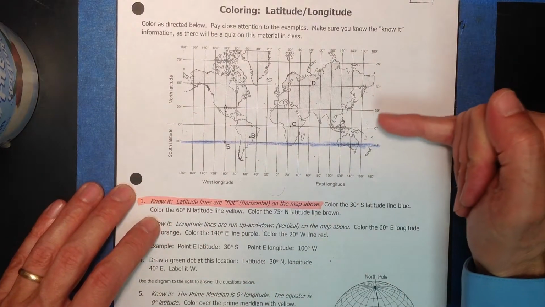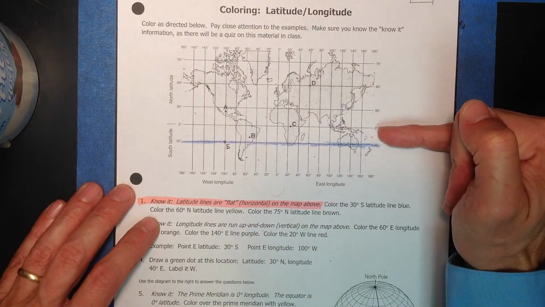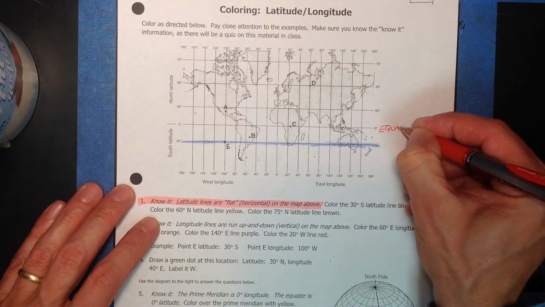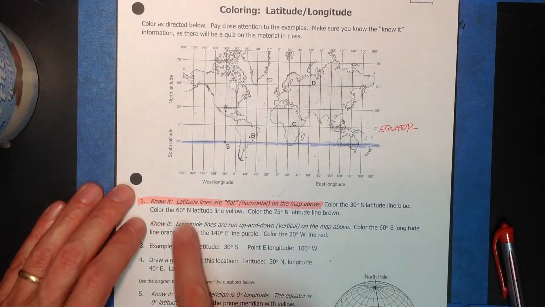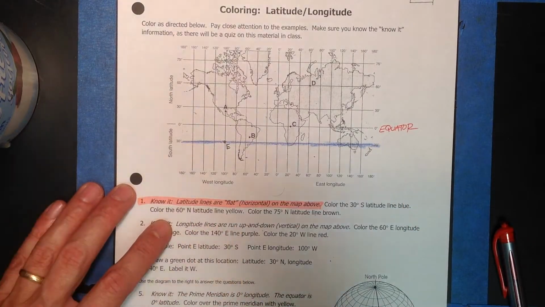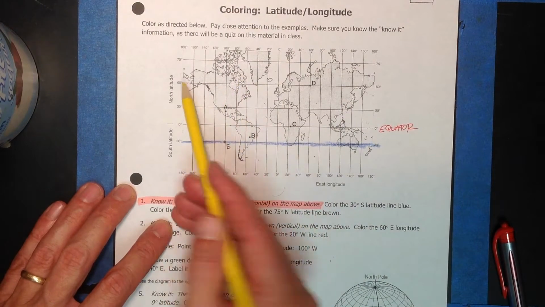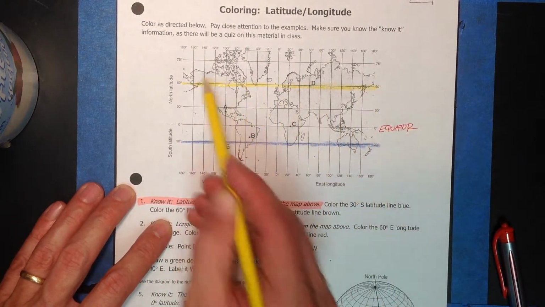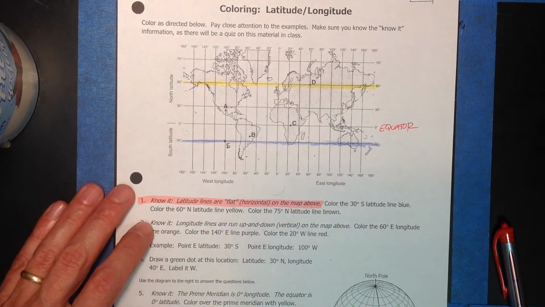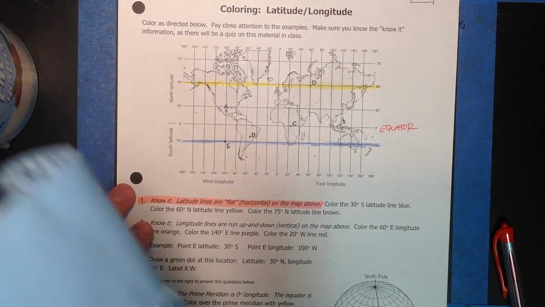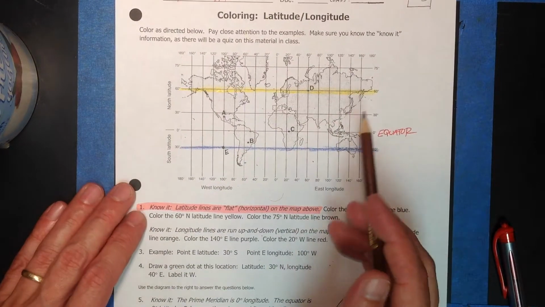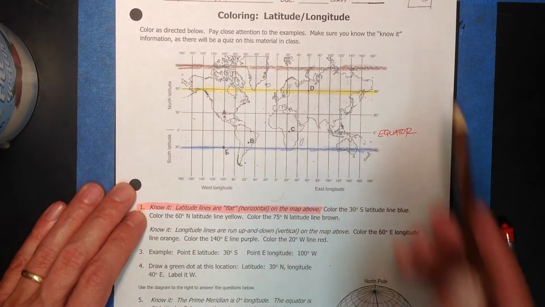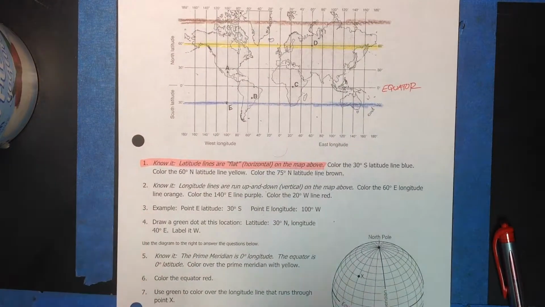We're all comparing all of this latitude to 0. That is the equator. So what are we doing? 60 degrees north latitude line yellow, which is right there. That should be yellow. And then the 75 degrees north latitude line brown, that is this one. Brown.